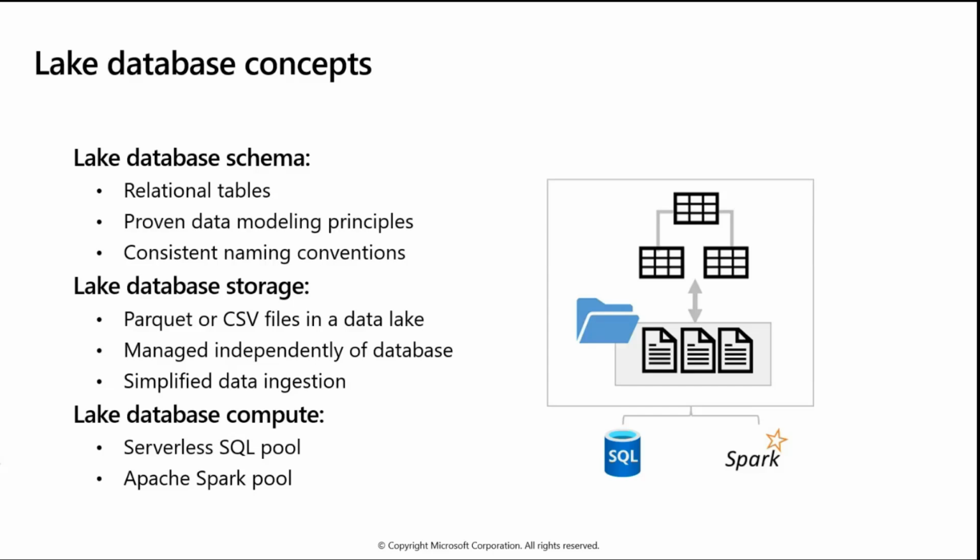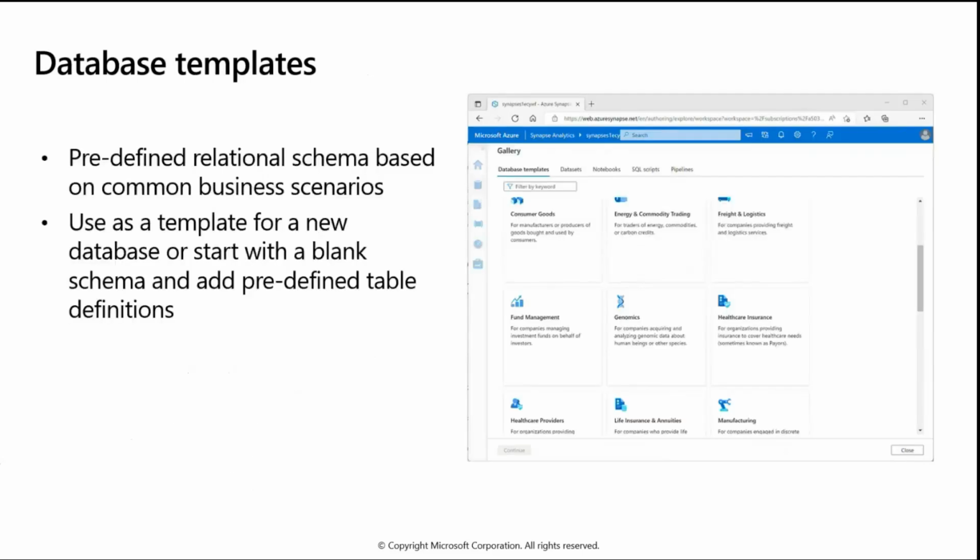Whenever you go with the relational lake database schema, it also supports relational tables, and it will also provide you with the modeling principles, and it will also help you provide consistent naming conventions. And this lake database storage can use Parquet or CSV files in a data lake, and it can also be managed independently of the database, and it is a simplified data ingestion, we can say. And if you want to compute this lake database, you can either use a serverless SQL pool, or you can use the Apache Spark pool. Any which way is okay.